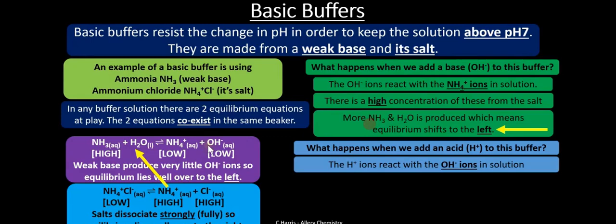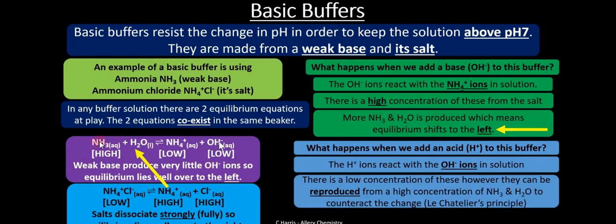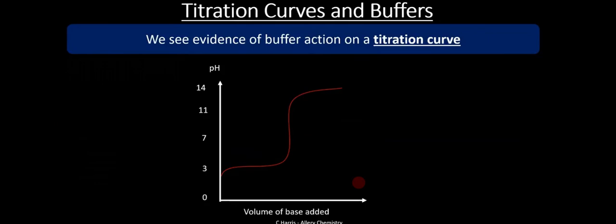But what happens now when you add an acid? The H plus ions will react with the OH minus ions, and of course there's a low concentration of these, but every time they react, they are going to be replaced, causing this equilibrium to shift to the right. They are replaced because we have a high concentration of this weak base to replace those OH minus ions. This is what happens according to Le Chatelier's principle if you remove these ones, even though there's a small concentration of them. So that's how a basic buffer will act. That reaction will shift to the right. You need to understand these principles.